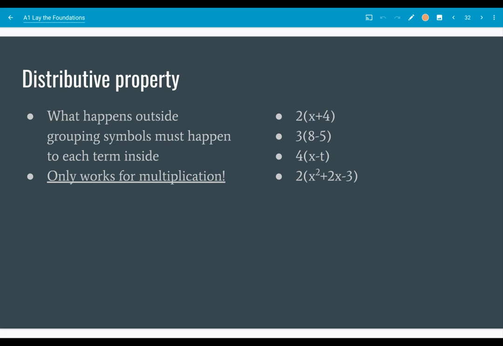Since we're talking about multiplication, we have to talk about the distributive property. The distributive property just says whatever happens outside of the parentheses has to get distributed to everything on the inside. Now, the big note, this only works for multiplication. There's no distributive property of division or distributive property of addition or subtraction. There's only the distributive property of multiplication.